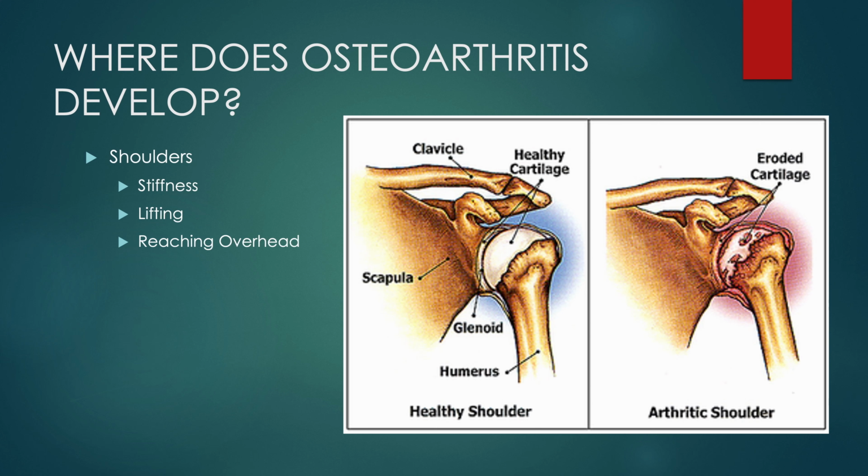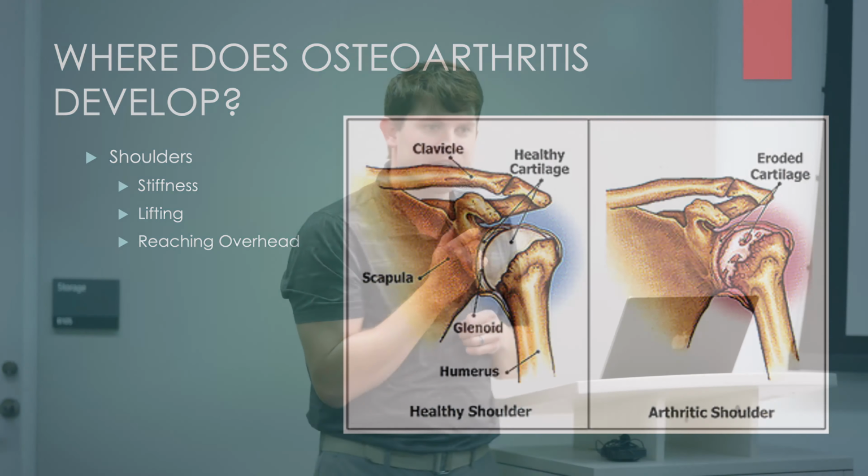Another very common area is the shoulder. Again, there's a healthy-looking shoulder on the left side, with healthy-looking cartilage. And on the right side, there's the eroded cartilage that's all broken down. In shoulders, you might feel stiffness, especially with lifting and overhead activity, anytime you're putting the joint under more pressure, such as with weight or reaching, things like that.